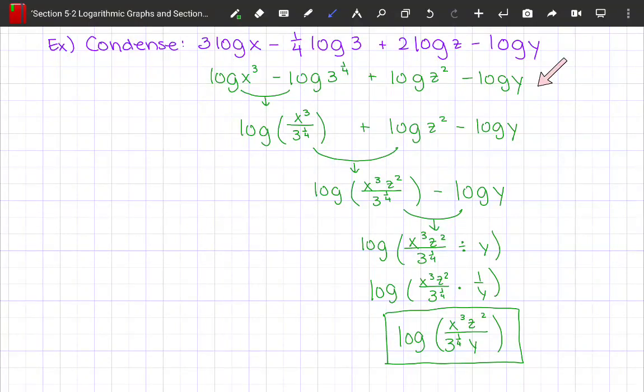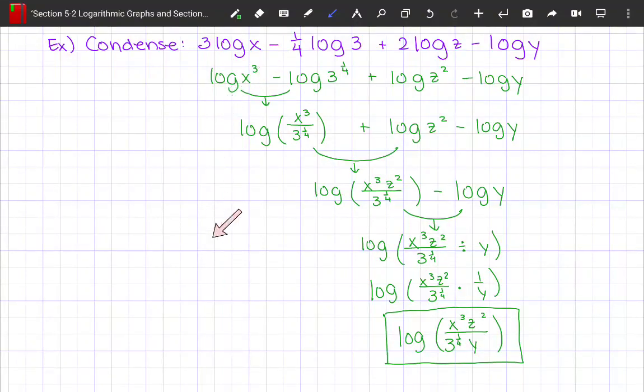Anything that's positive is going to go in the numerator. Anything that's negative is going to go in the denominator. We had a positive log x cubed and a positive log z squared. X cubed z squared went in the numerator. We had a negative log 3 to the 1/4 and a negative log y. 3 to the 1/4 and y went in the denominator.